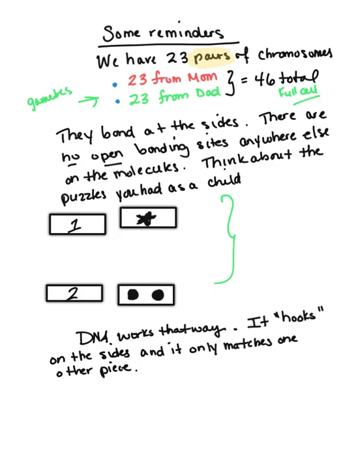So when you were a kid, you remember that these didn't bond from top to bottom. They only bonded from side to side. And how you ordered them was how you counted. Okay, some of you might still have these puzzles. You have younger brothers and sisters. But that's how DNA works. It hooks on the sides, and it only matches to one other piece. So G and C and A and T.